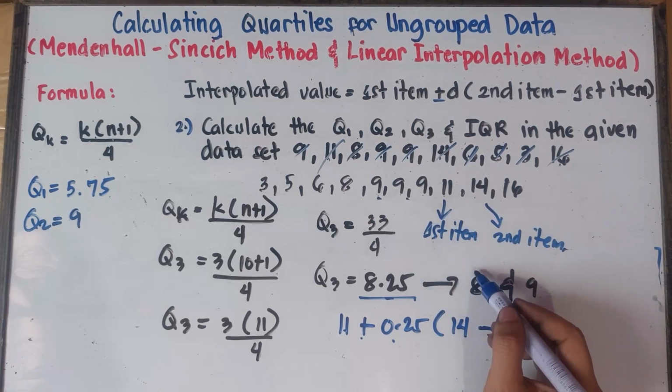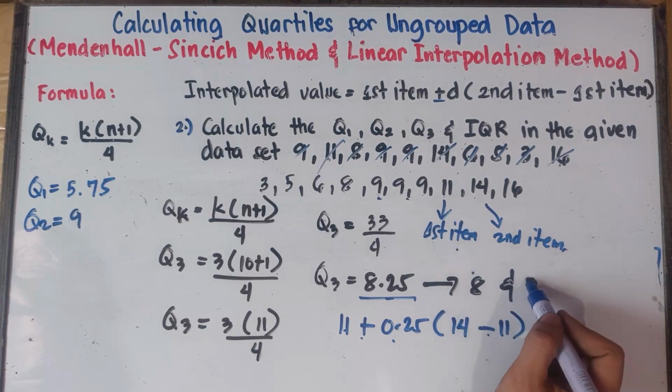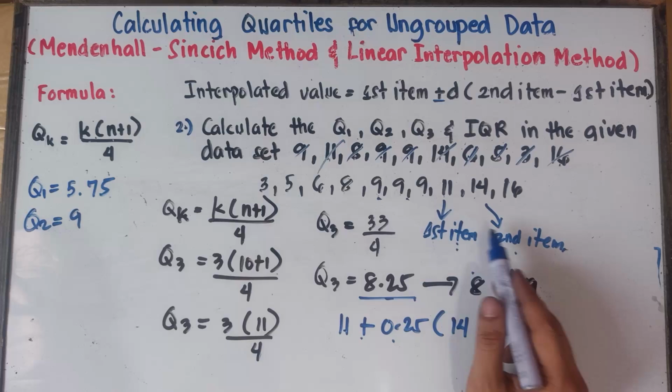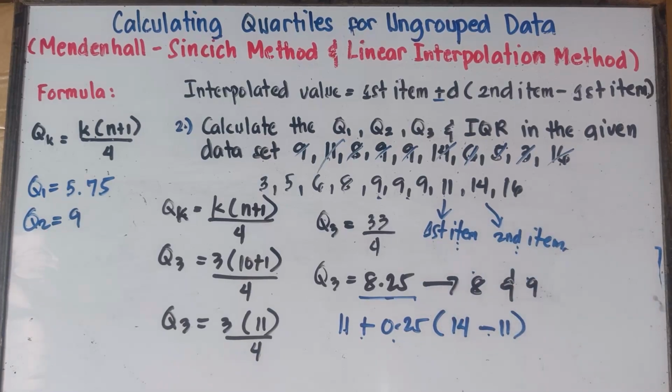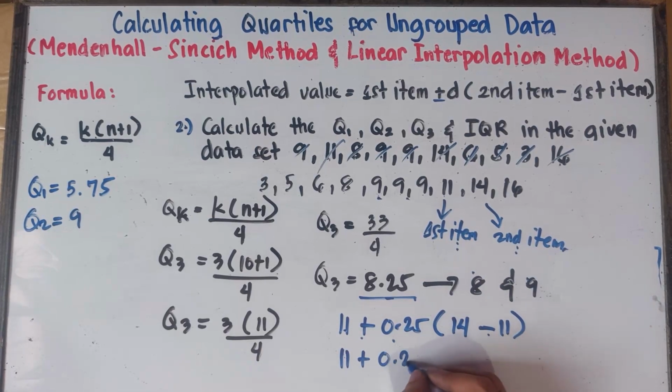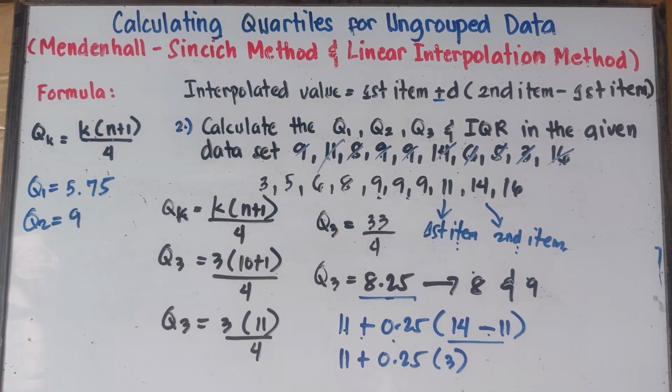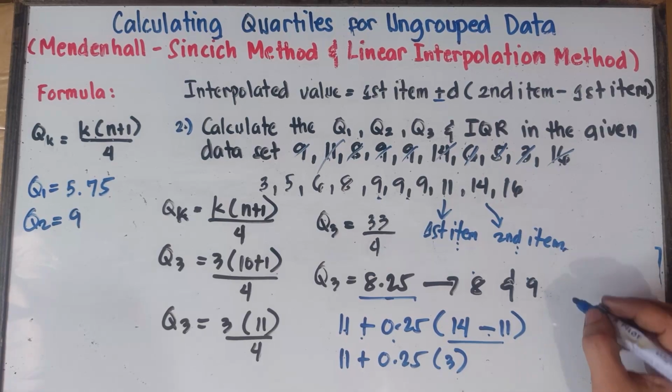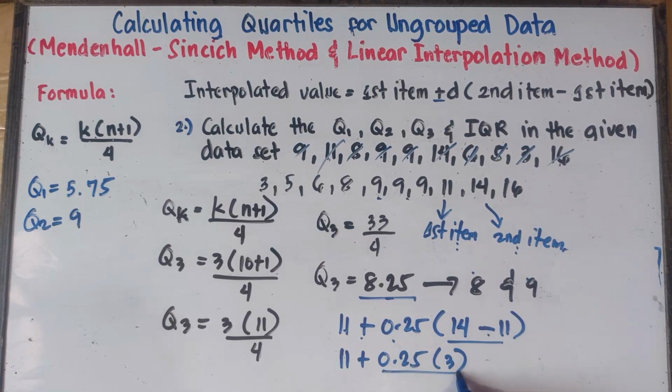So once again, class, 8th position, that will be the first item. 9th position, that will be the second item. So first item is 11, second item is 14. Alright, so 11 plus 0.25. Simplify this one first. 14 minus 11, that would be 3. Alright, and then simply multiply this one. So this will be, once again, class, simplify this one first.